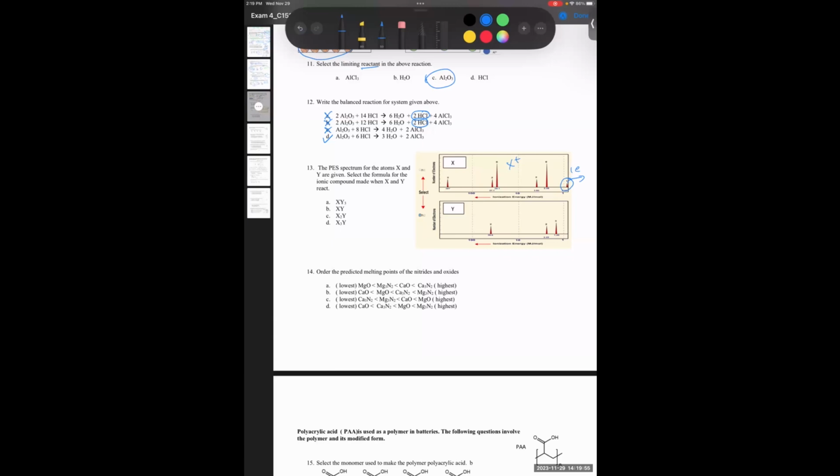And Y has 1, 2, 3, 4, 5 valence electrons. The easiest way for Y to become like a noble gas, meaning have 8 electrons in the valence shell, is by gaining 3 electrons. Therefore, Y would form 3 minus. Therefore, to neutralize 1 Y ion, you're going to need 3 X plus ions. Therefore, X3Y should be your answer. Option D.